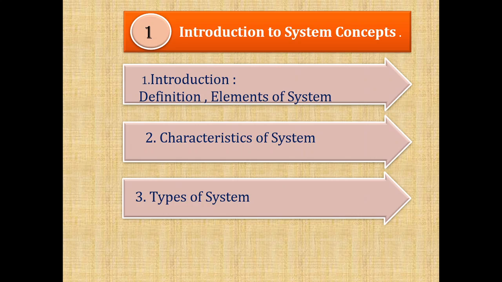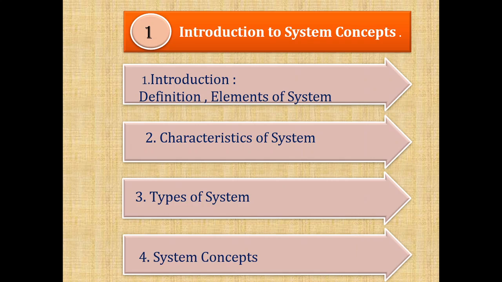The third topic that we are going to study is types of system. There are different types of system: open system, closed system, man-made system, man-machine system, and many more. Those different types of systems we are going to study in this topic of types of system. Then the last topic that we are going to study is system concepts. What are the different concepts that are going to be involved in the development of system? Those system concepts, those abstract ideas, are going to be the next topic of our concern.